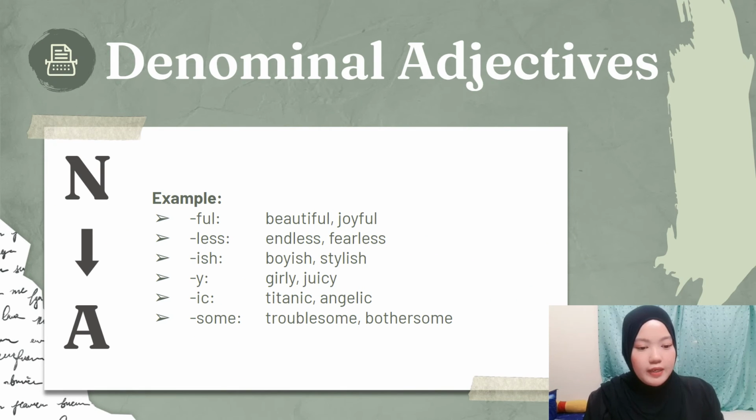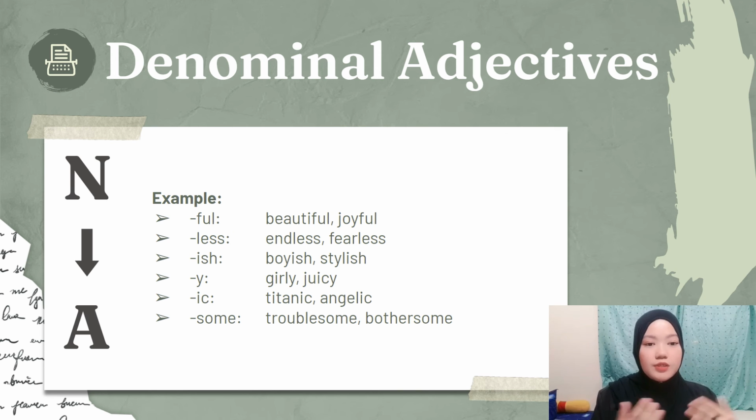We have the nominal adjective, which is from noun to adjective, with the suffix ful: beauty, beautiful; joy, joyful; with the suffix less: end, endless; fear, fearless; and the suffix ish: boy, boyish; style, stylish; and the suffix y: girl, girly; juice, juicy; and the suffix ic: titan, titanic; angel, angelic. And then we have the suffix some: trouble, troublesome; bother, bothersome; burden, burdensome, from noun to adjective.